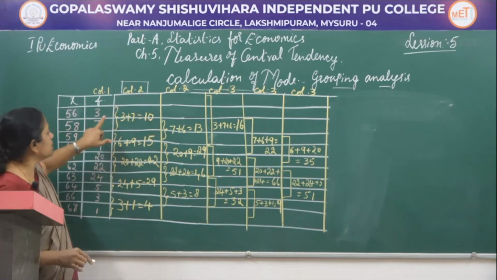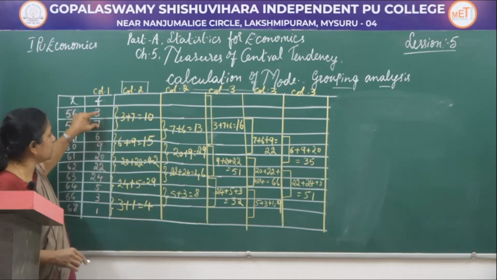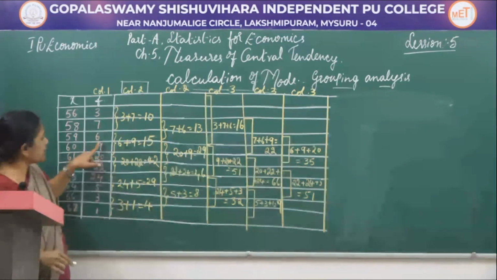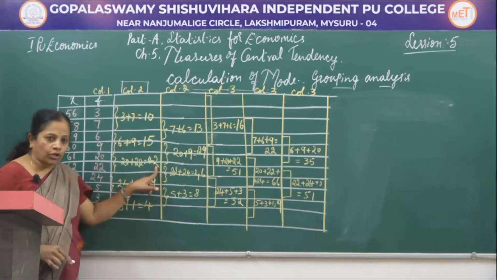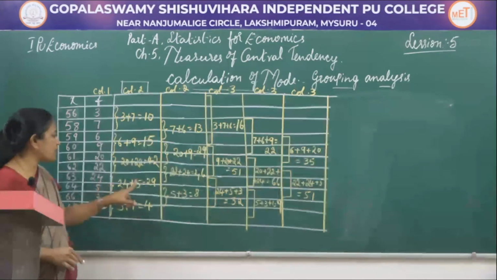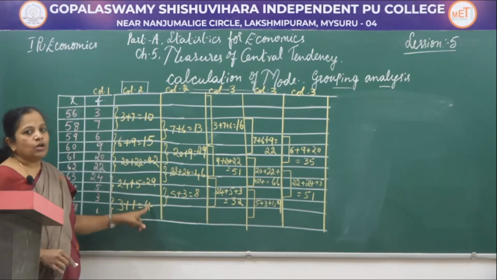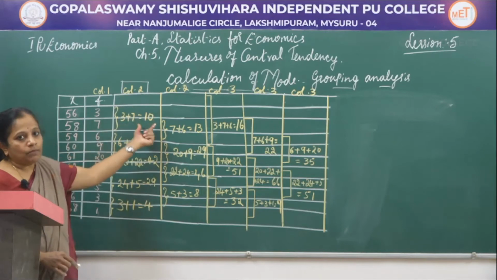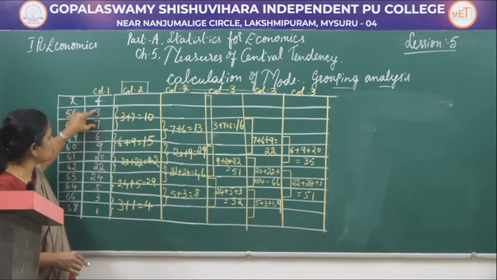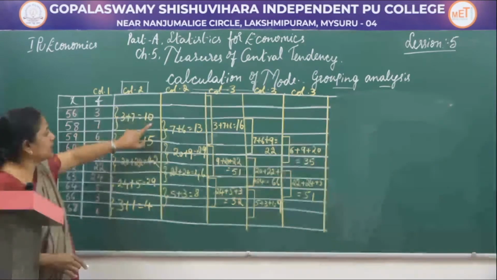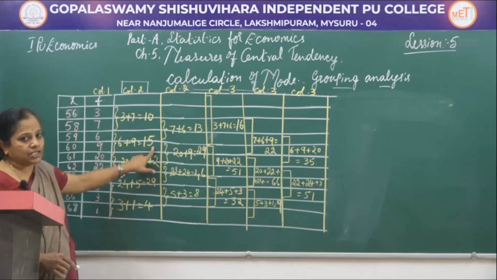In column 2, we have taken two numbers together. The first two numbers, 3 plus 7 is 10, 6 plus 9 is 15, 20 plus 22 is 42, 24 plus 5 is 29, and 3 plus 1 is 4. So in this column we have considered two values together. The first two values are added and the value is written here as 10. The second two values are added and it is written here.